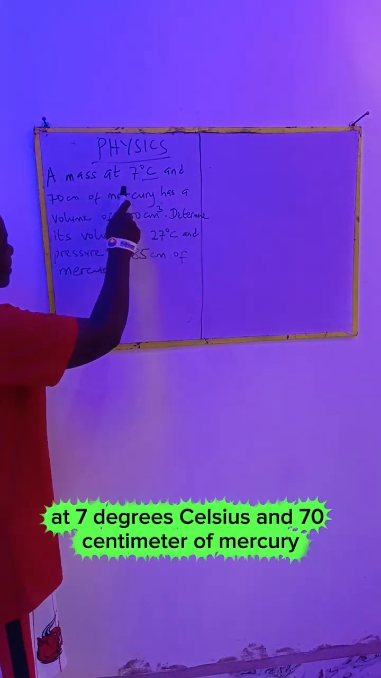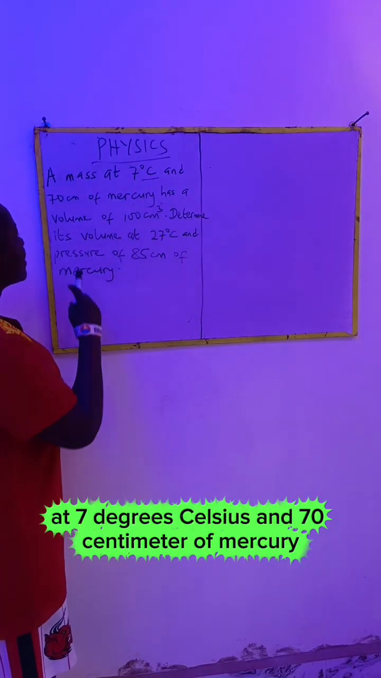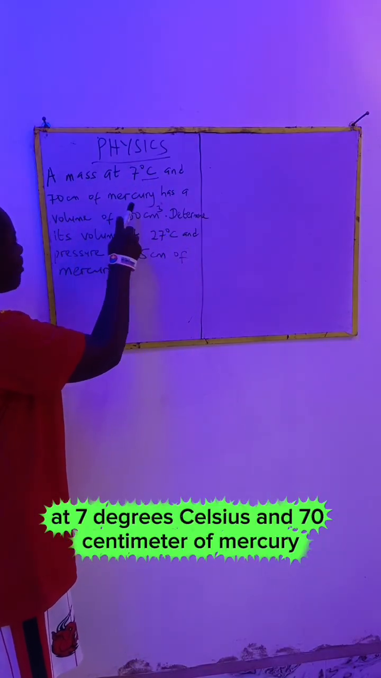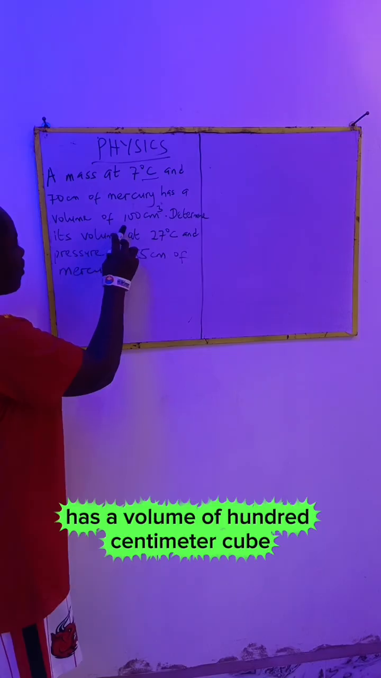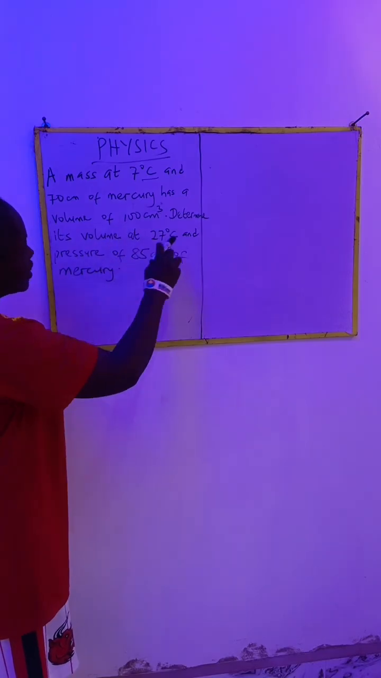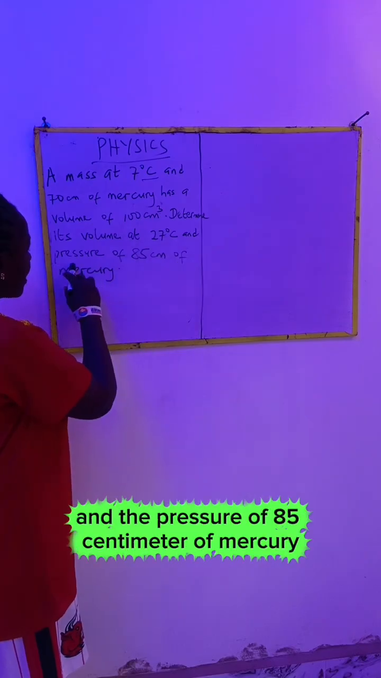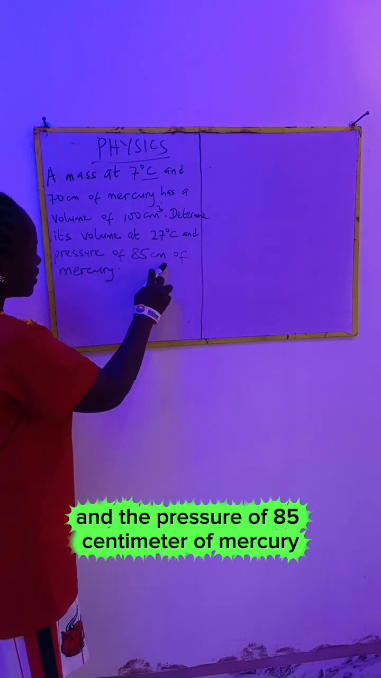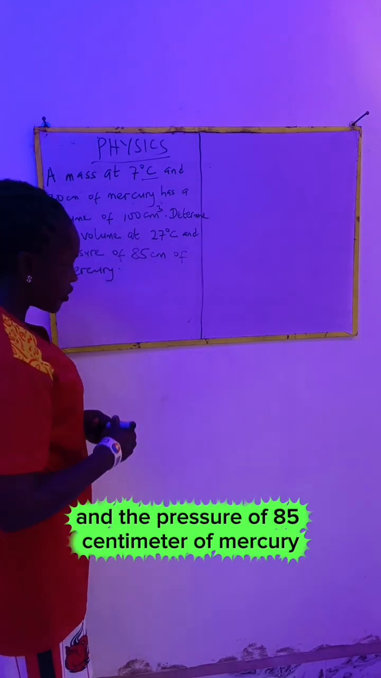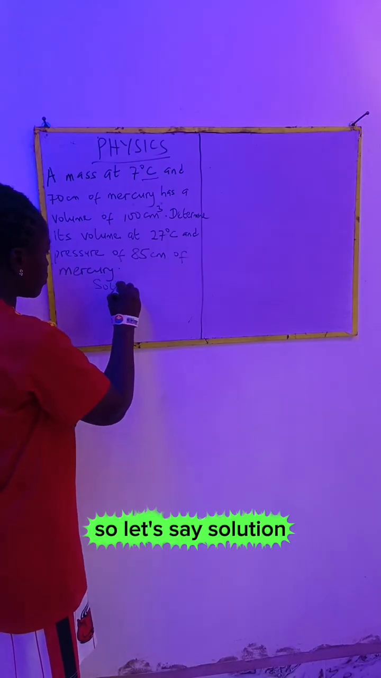A mass at 7 degrees Celsius and 70 centimeter of mercury has a volume of 100 centimeter cube. Determine its volume at 27 degrees Celsius and the pressure of 85 centimeter of mercury. So, let's say, solution.